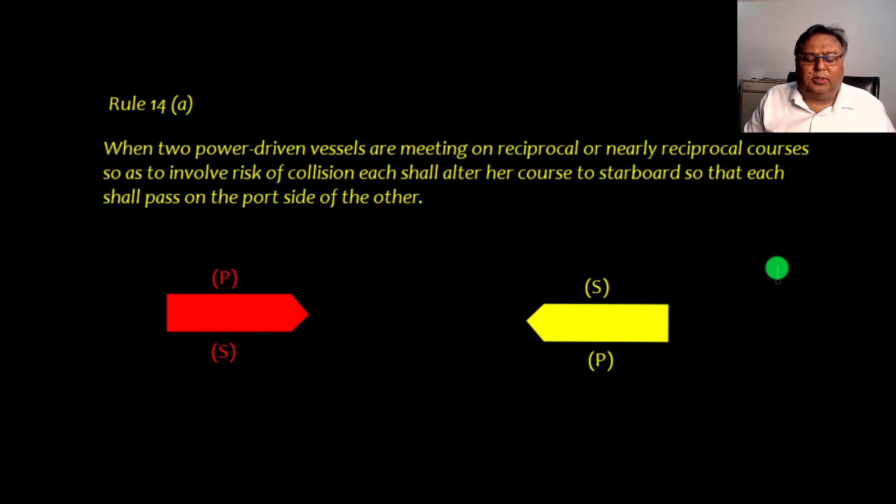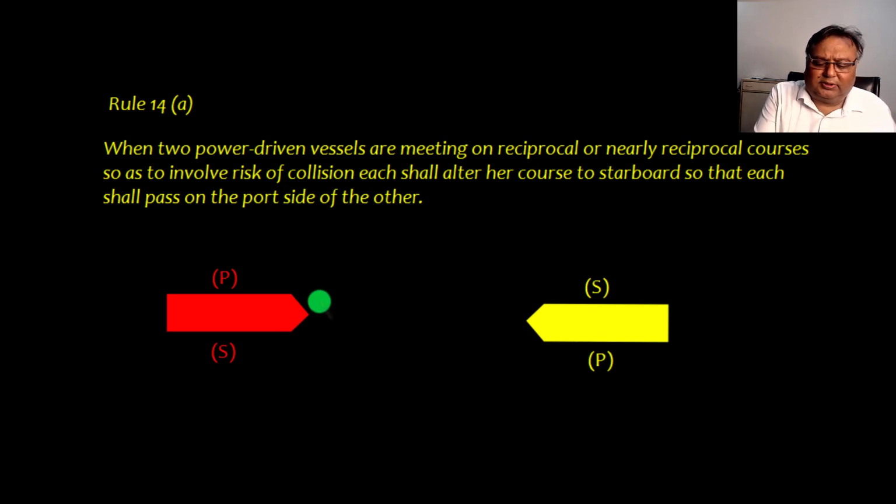So let's talk about the typical language of this rule, that is Rule 14(a), which talks about the head-on situation, and it says: when two power-driven vessels are meeting on reciprocal or nearly reciprocal courses so as to involve a risk of collision, then each shall alter her course to starboard so that each shall pass on the port side of the other. So here there are two vessels.